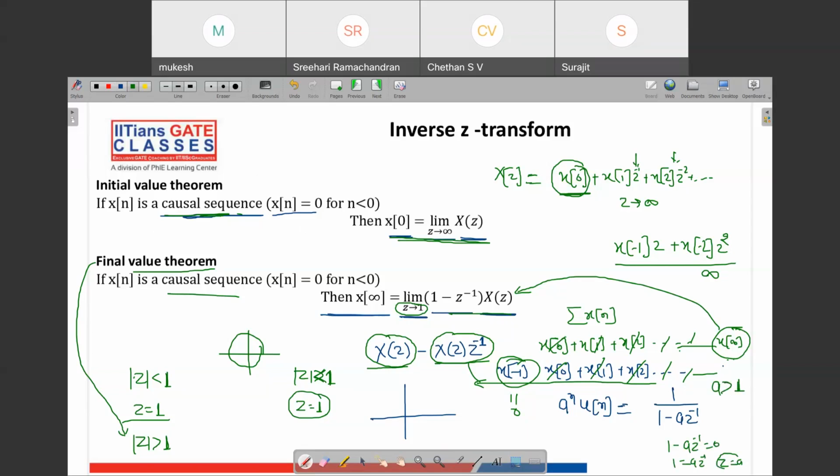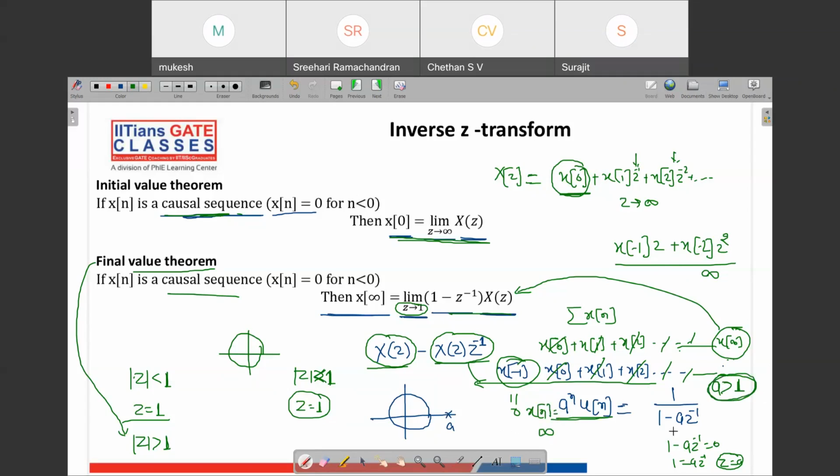Okay, your pole is equal to a and a is greater than 1. It means that your pole is outside the z equal to 1 circle. Your z equal to 1 circle is here and your pole is somewhere here. Now here a is greater than 1. If you see this expression and find out what will be the value of x of n at n equal to infinity, it will come out to be infinity.